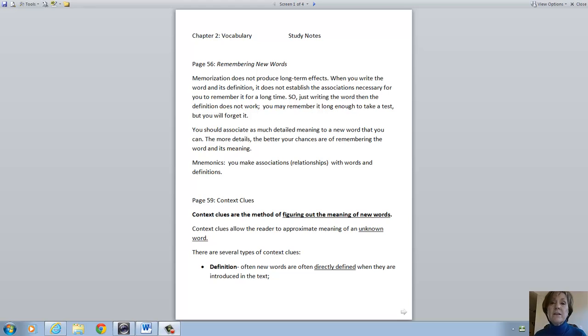You need to learn to make associations with the words, and that way you can remember it long term, and that's very important. So today we're going to talk a lot about context clues. And context clues are nothing more than figuring out the meaning of new words. And it's using the words in the sentence to help you figure out the meaning of a new word. And we're going to go through a lot of those and do some examples. There's several types of context clues.